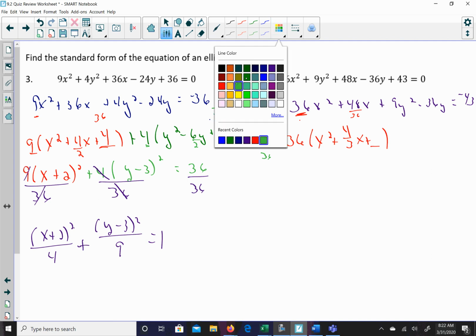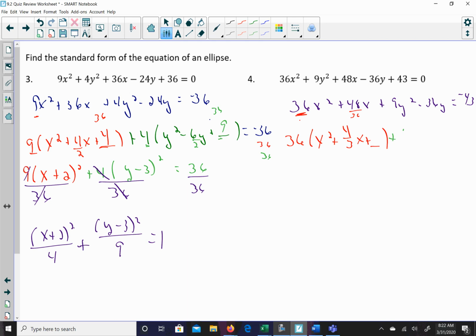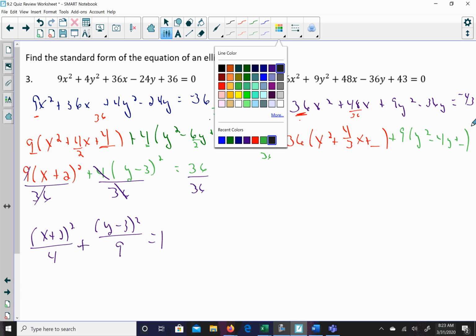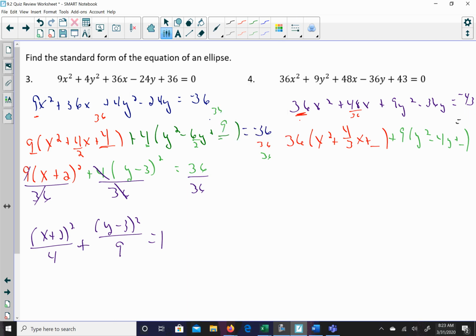Then I'm going to factor out a 9 here, so this will be 9 y squared minus 4y plus some number, and then that's still equal to a negative 43. I don't know that we'll be able to put that in there. I'll squeeze that in there. Okay, now I'm going to complete the square.